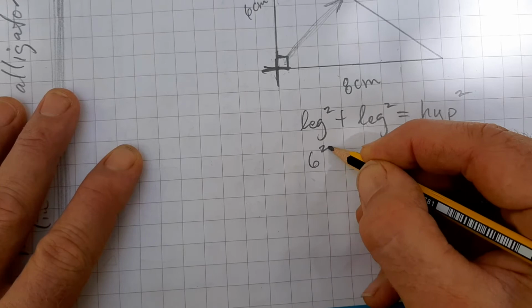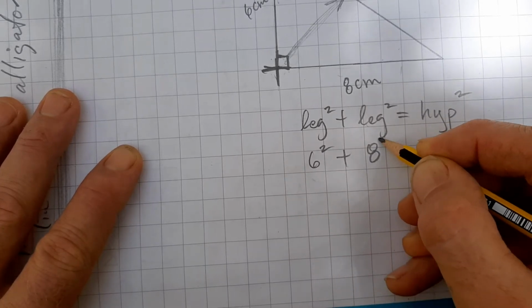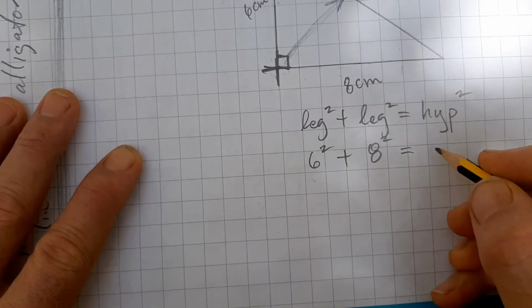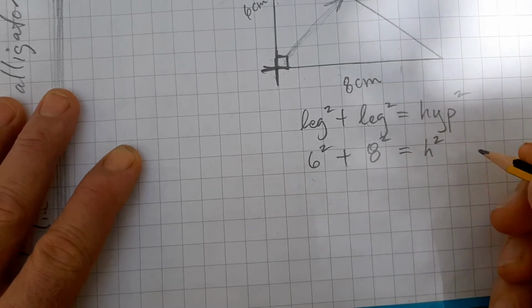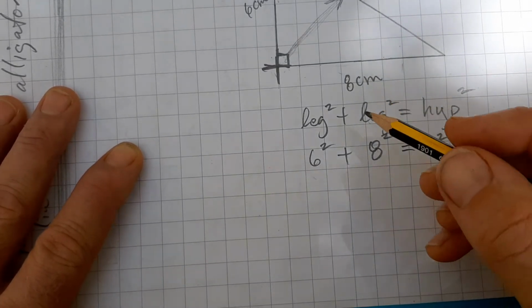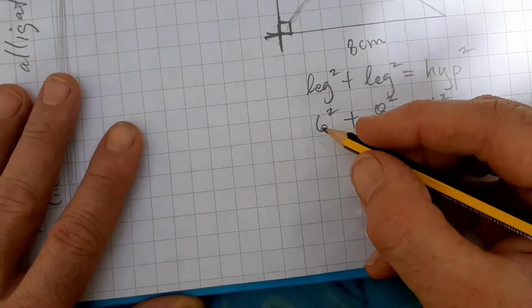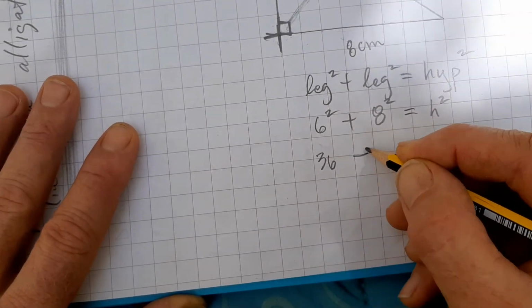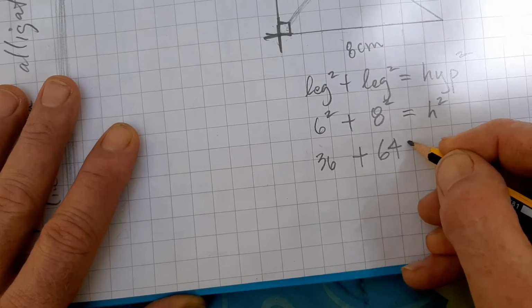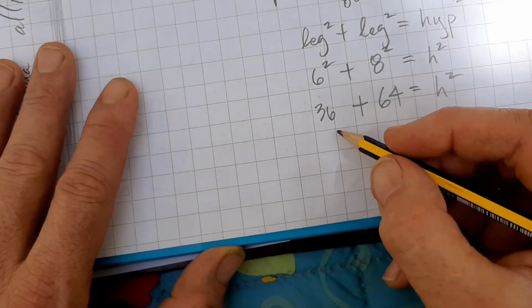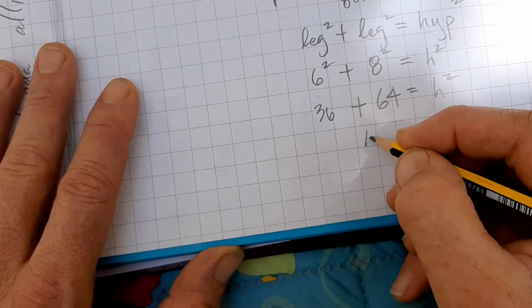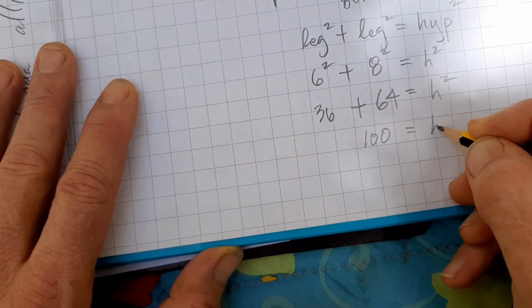We've got 6 squared plus 8 squared. We substitute our values of our legs, equals hypotenuse squared. You can call it x, whatever, h squared, c squared if you want to use a squared plus b squared equals c squared. So we've got 36 plus 64 equals h squared. Add those two together: 100 equals h squared.